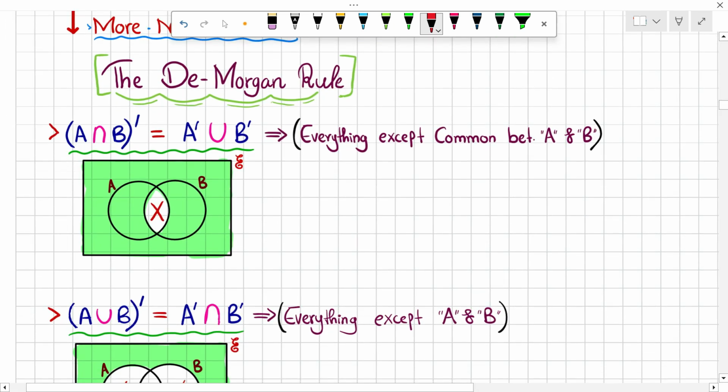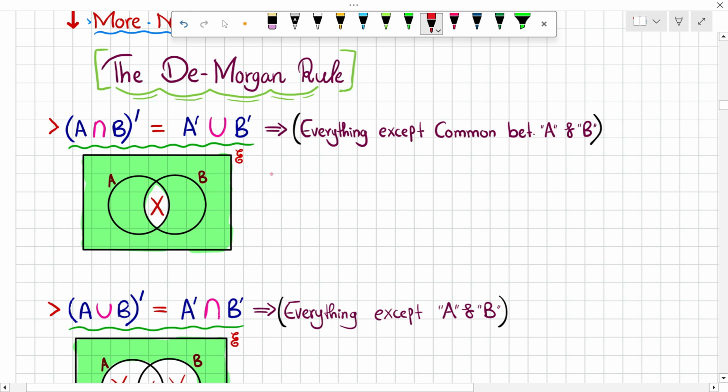The De Morgan rule. The De Morgan rule states that (A and B) all not is equal to A not union B not. So A not union B not, A and B is everything in A and B, the shared part. So we cancel out the shared part, everything except the common between A and B. Because A and B is this part, (A and B) not is canceling out this part. So we choose everything outside.